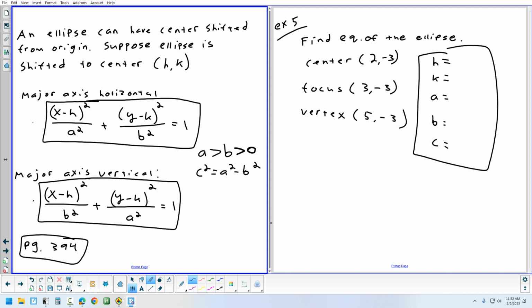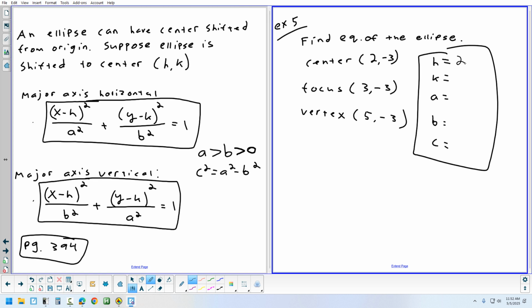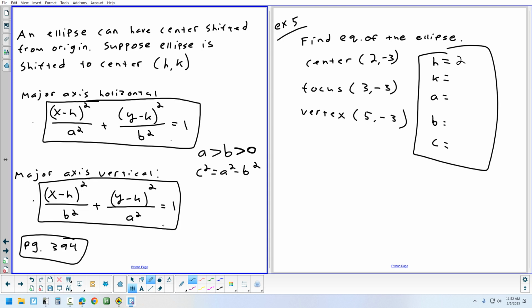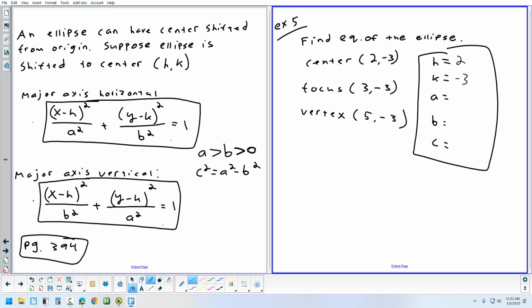H is 2. So when we start writing the formula, we have to figure out if it's the top one or the bottom one, but we are going to fill in a 2 for H. Okay, how about another letter? K is -3. And that came from these two numbers right here, H, K.